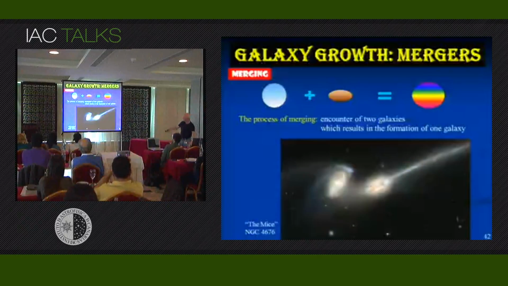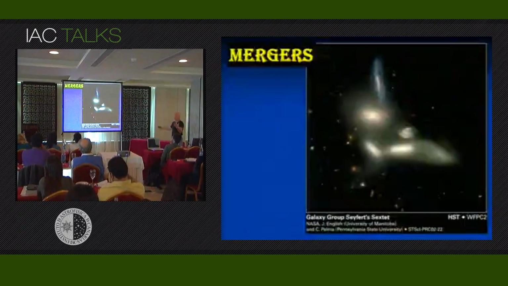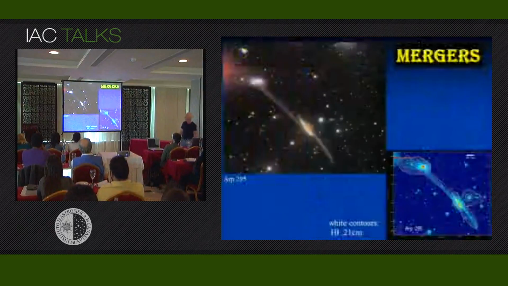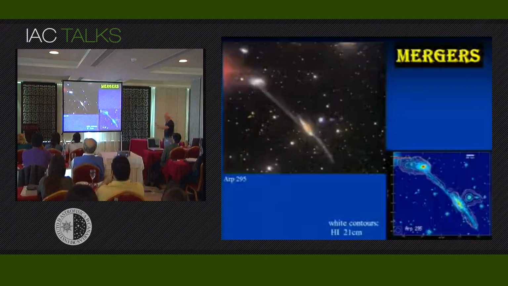What happens in the merging process? You have one galaxy interacting with another galaxy. I mean, so you have two, and you get only one. That's what is called a merger. And the example is probably depicted here below.